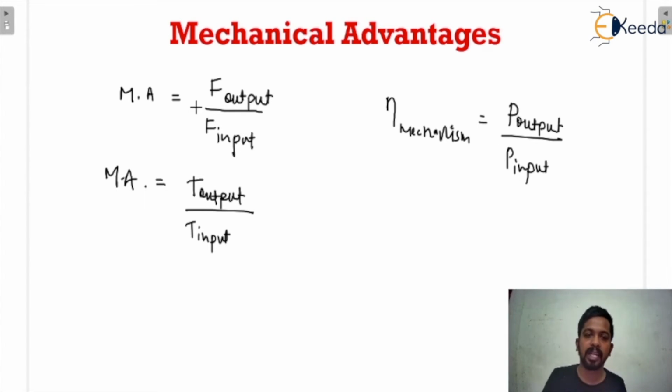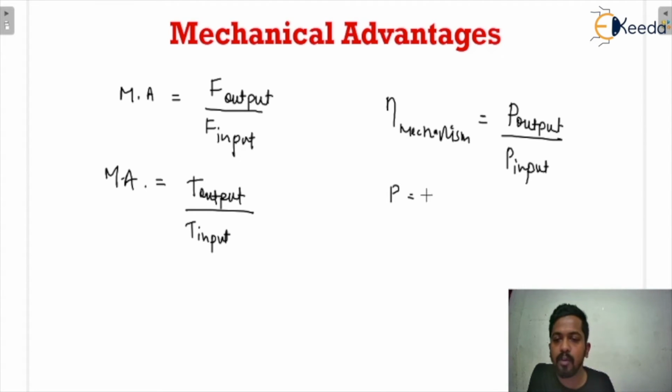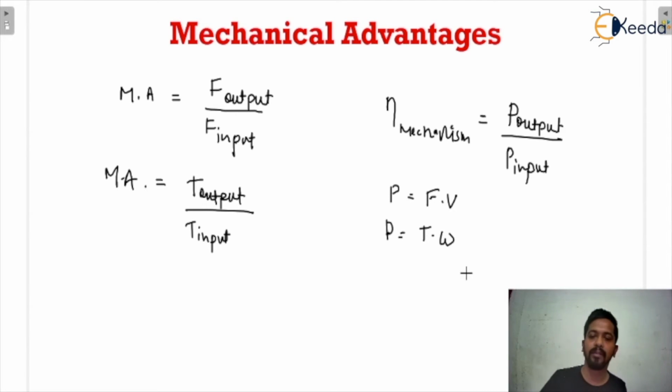You must remember that when you make a ratio of forces, that would be mechanical advantage, and if you make the ratio of torques, that would also be mechanical advantage. But if there is a ratio of power output and the power input, it would be considered as the efficiency of the mechanism. Now we all know that power is equal to, either you can write power in terms of force, that is force into velocity, or you can write power in terms of torque, that is T into omega. Omega is the angular velocity.